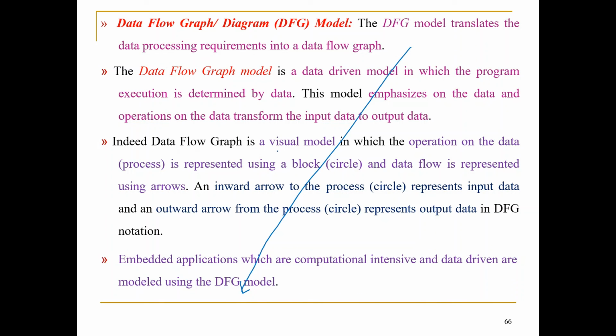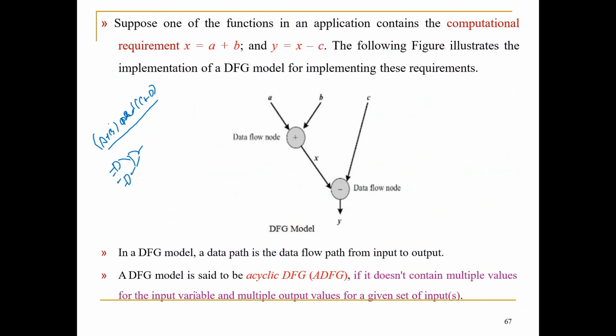A data flow graph is a visual model in which operations on the data are represented using blocks and the data flow is represented using arrows. An inward arrow to the process represents input data and an outward arrow from the process represents output data. Embedded applications which are computationally intensive and data driven are modeled using the DFG model. See, data coming inside, going out, again coming inside. So this is your DFG model. This particular model can also be called an acyclic DFG, where it doesn't contain multiple values of input variables or multiple outputs. So you can call this an acyclic one.